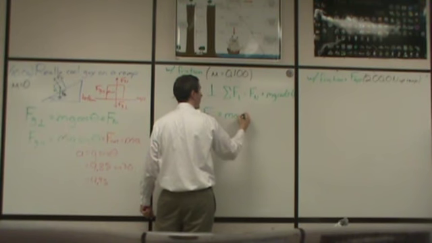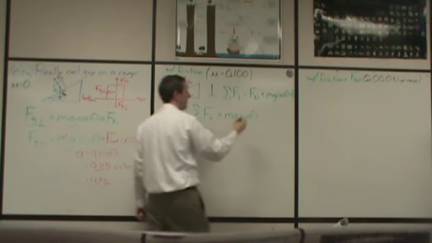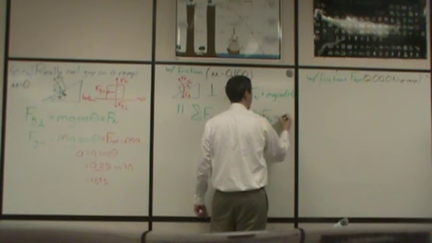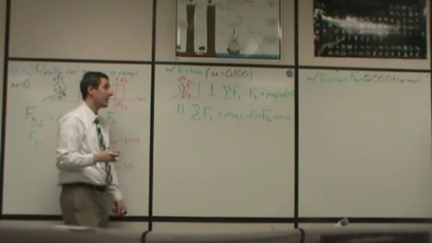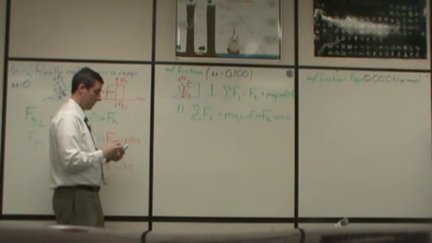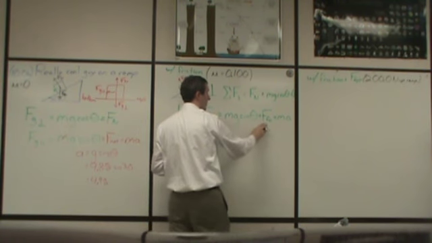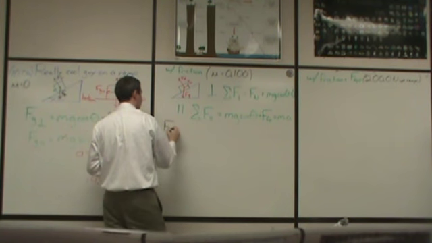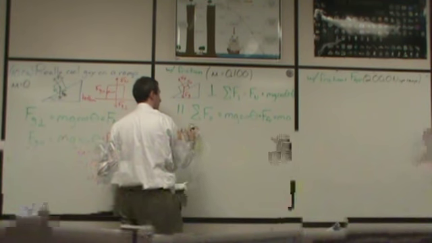mg sine theta. And then we're going to add to that the force of friction. And that's our net force in that direction. That's going to be equal to our mass times acceleration. Now, in order to figure out acceleration, we need to also know what the force of friction is. And our force of friction is going to be equal to our coefficient of friction times our normal force.